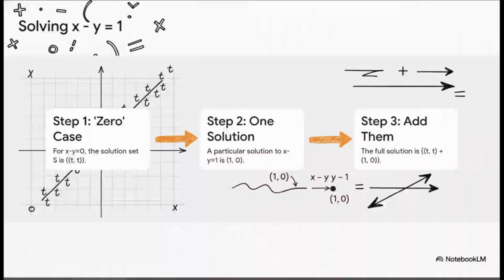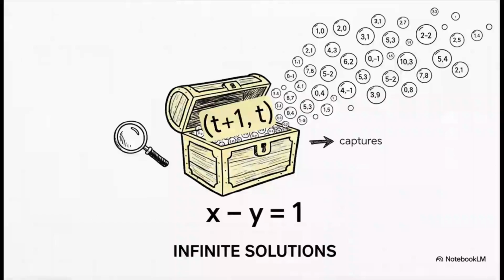And now for step 3, just add them up. The full solution is the set t comma t plus our starting point 1 comma 0. And when we do that final addition, we get this beautiful, simple formula. Every single possible solution to x minus y equals 1 can be written in the form t plus 1 comma t. This one tiny expression has captured the entire infinity of answers we were looking for at the start.